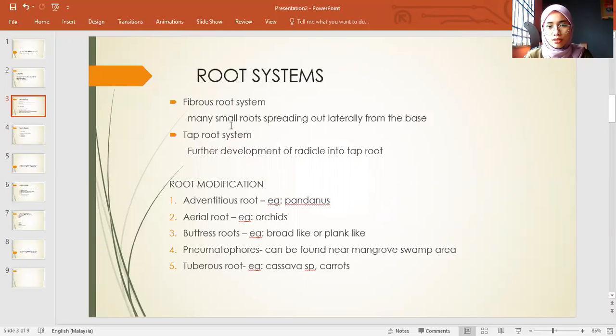The second one is aerial roots. We can find it in orchid. Buttress roots are broad like planks, most probably in trees in a forest area. The fourth one is pneumatophorous roots. It can be found near mangrove swamp areas. I'd like to show to you guys.